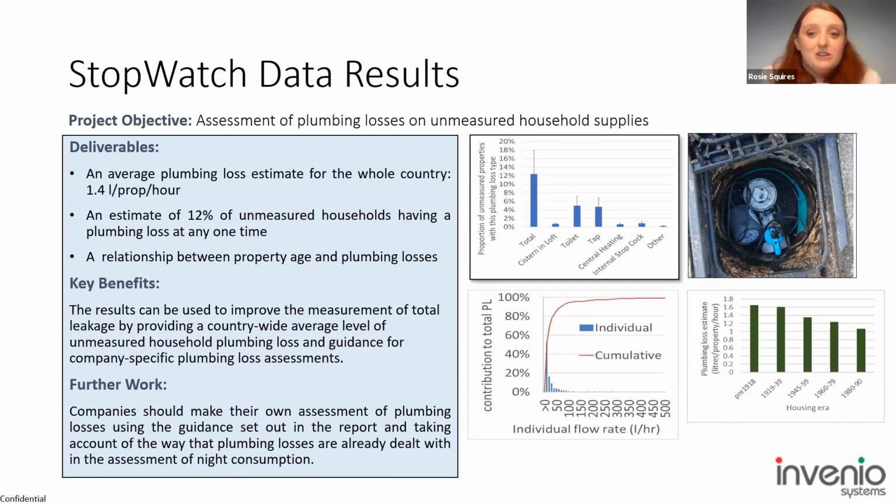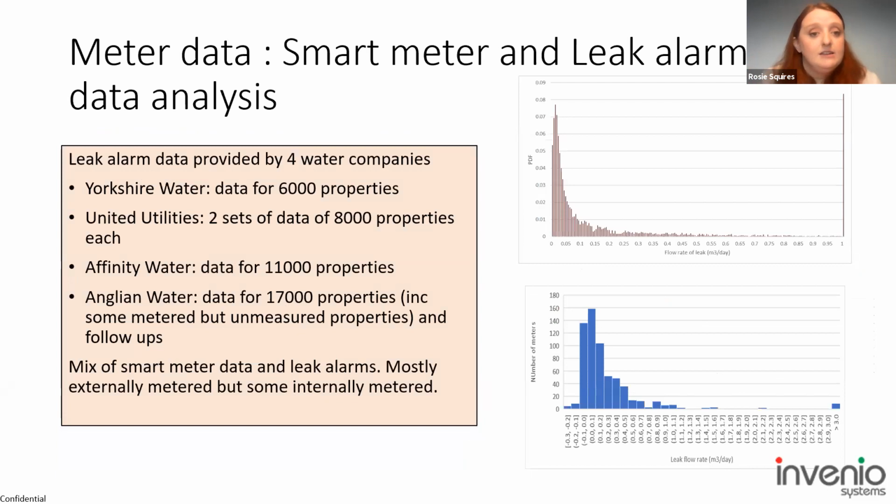So we pretty much agree from that study that a large number of households do have plumbing losses, so we should do a lot more to target plumbing losses throughout. And the age of properties does have an effect on those results. So the older the property, the more likely you are to have a plumbing loss. Next slide.